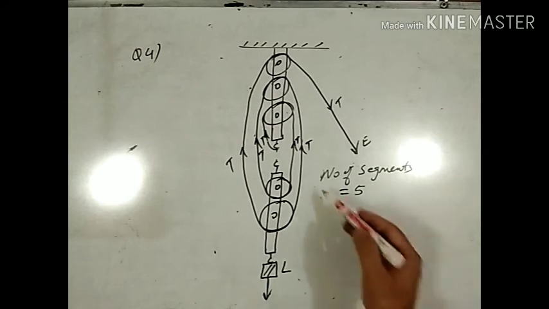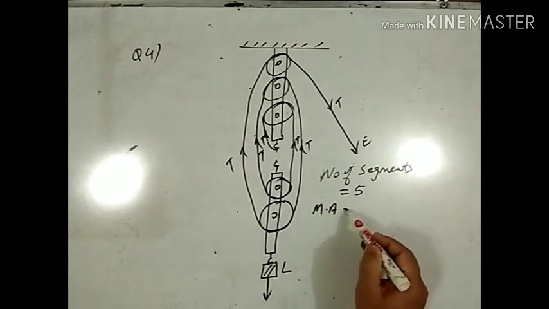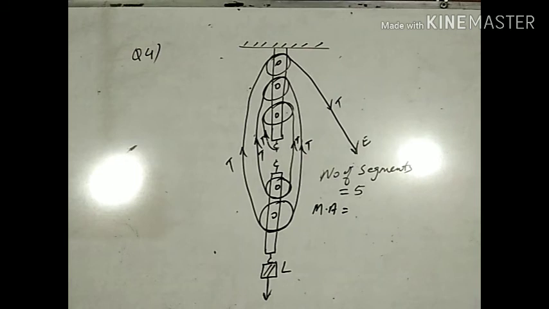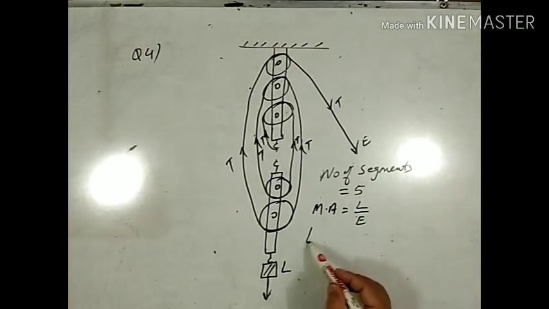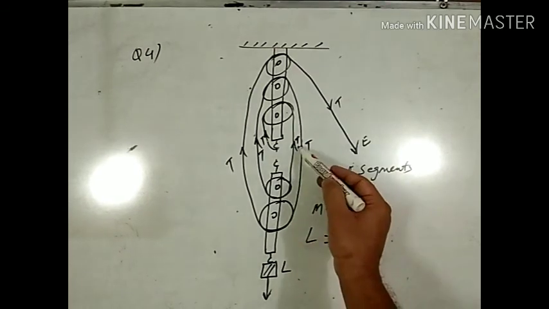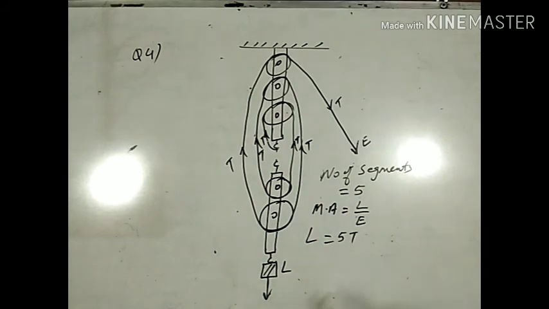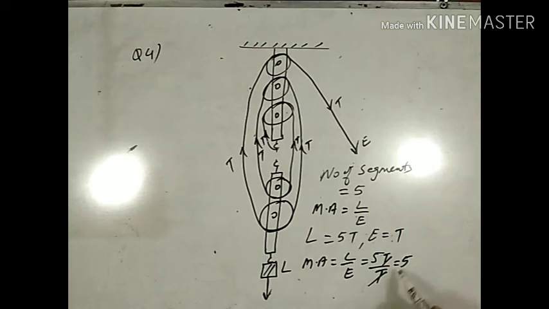So what is the mechanical advantage? Mechanical advantage of this block and tackle pulley system consisting of 5 pulleys is equal to load upon effort. Very simple. What is load? Load is supported by tension on 5 segments, that is 5T, in equilibrium position, and effort is equal to T. So mechanical advantage is equal to load upon effort, that is 5T by T, which is equal to 5. So we got the value of mechanical advantage as 5.